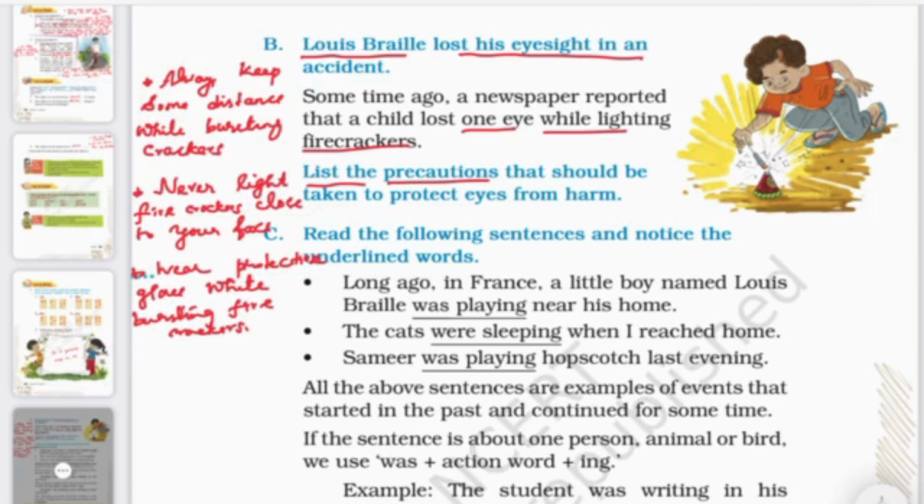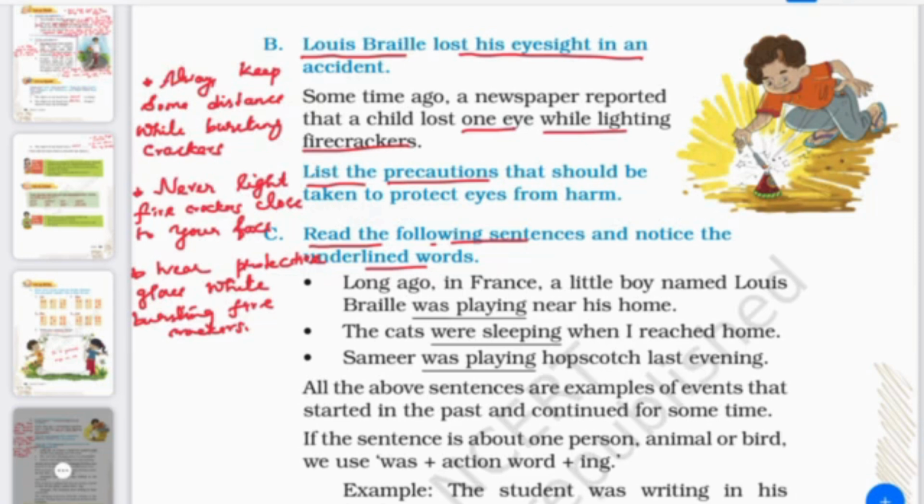Next one, C. Read the following sentences and notice the underlined words. Now you want to read the following sentences, especially the underlined words. Long ago in France, a little boy named Louis Braille was playing near his home. The cats were sleeping when I reached home. Samir was playing hopscotch last evening. The three sentences are given.